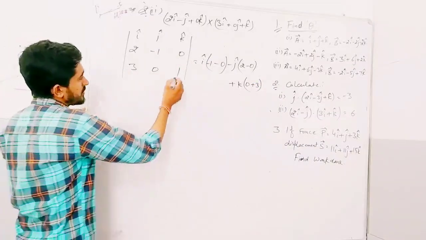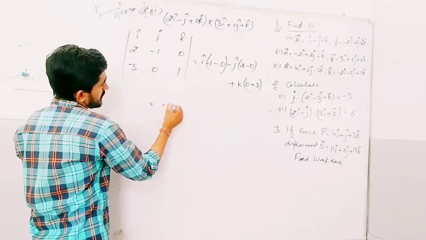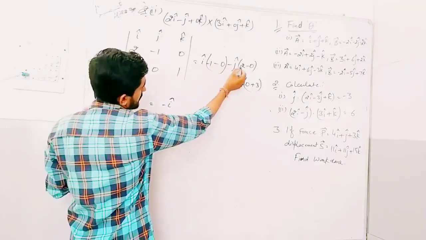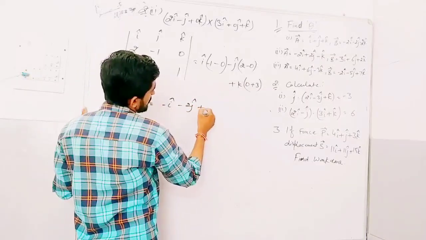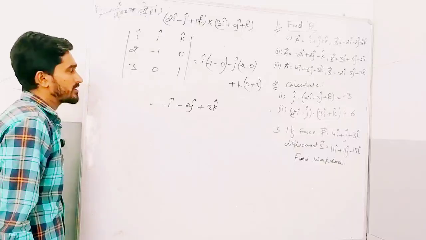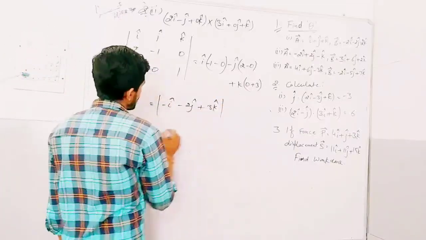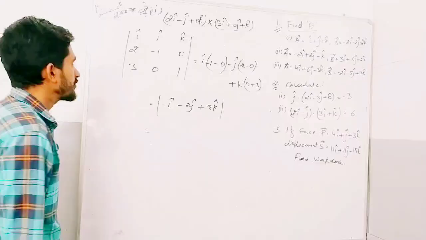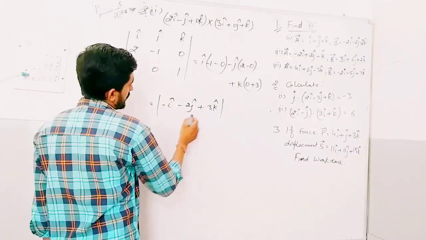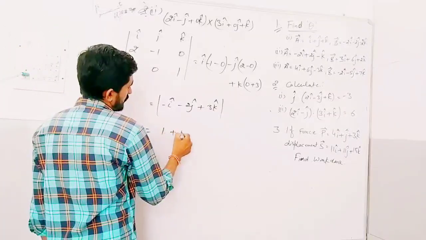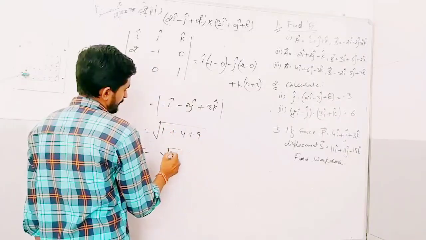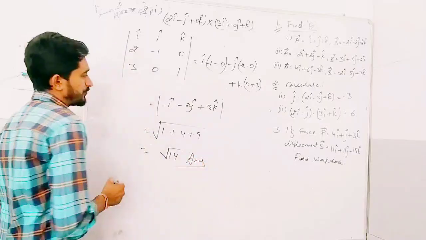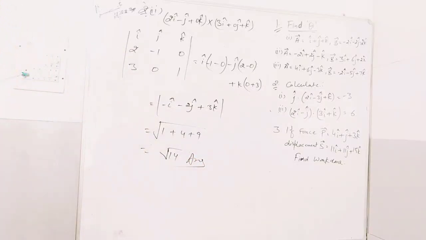Okay, let's find the answer. The answer will be minus i cap minus 2j cap plus 3k cap. This is our answer. If you find the magnitude, it will be the square root of 14. This is our answer. If you want to note it faster, we will move to the next question, question number 3.